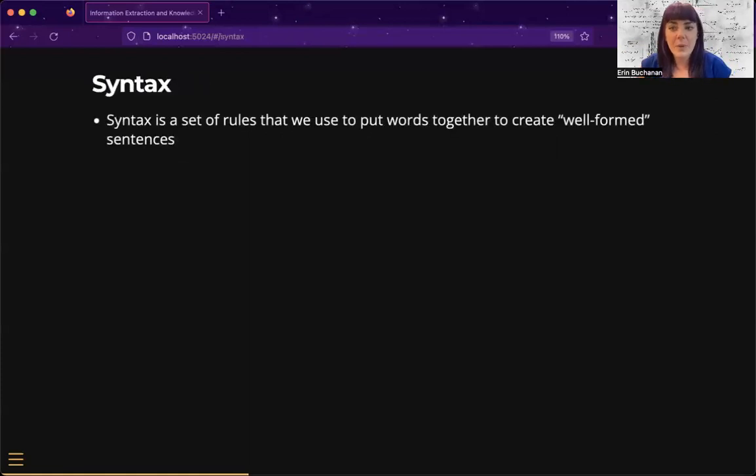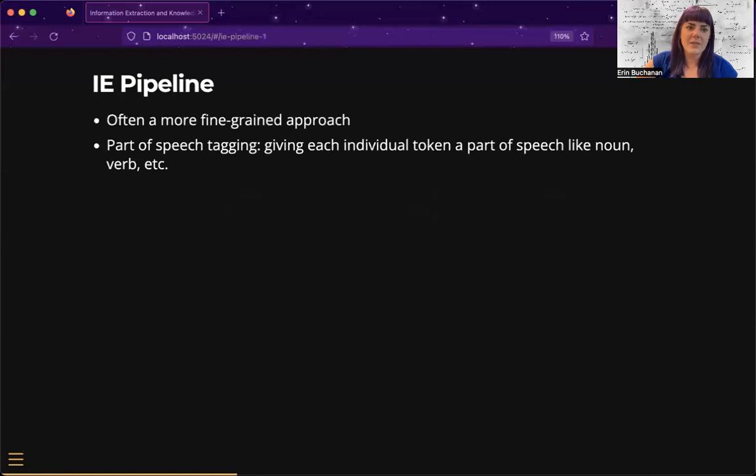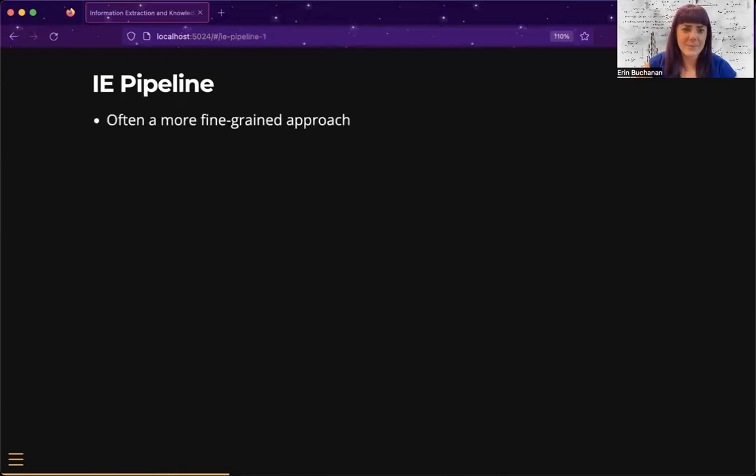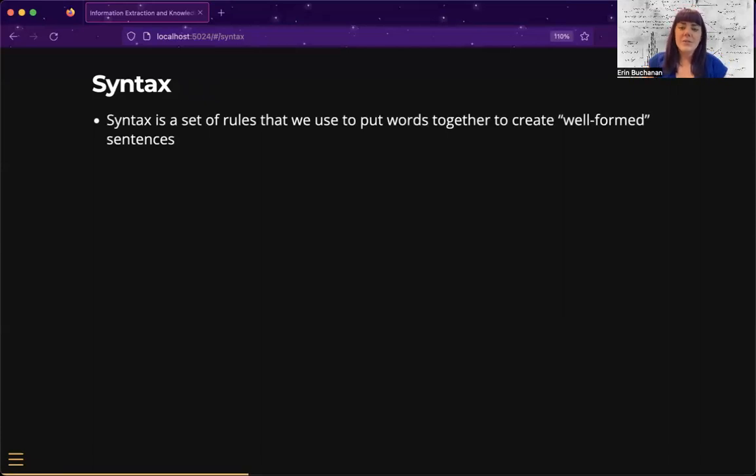Now, let's get a little bit into part of speech tagging because this is a critical component to most of information extraction. So let's back up and talk about syntax. So syntax comes into play in a bunch of places. Part of speech tagging is heavily reliant on syntax. Okay, and syntactic parsing is all about syntax. So what the heck is syntax? Okay, and not like the computer kind, like the language kind. So it's a set of rules that we use to put together well-formed sentences.